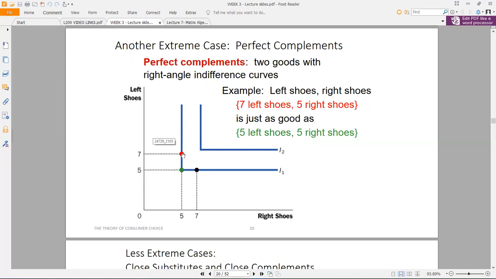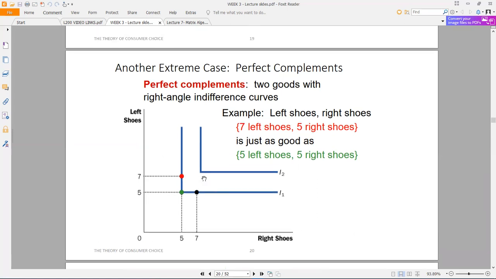And then if you come to this red point here too, whatever satisfaction that he gets is just the same as consuming 7 units of left shoes and 5 units of right shoes. So this is also another shape that the indifference curve can take. It doesn't take the normal shape of the indifference curve as we know it. So this is the case for perfect complements.